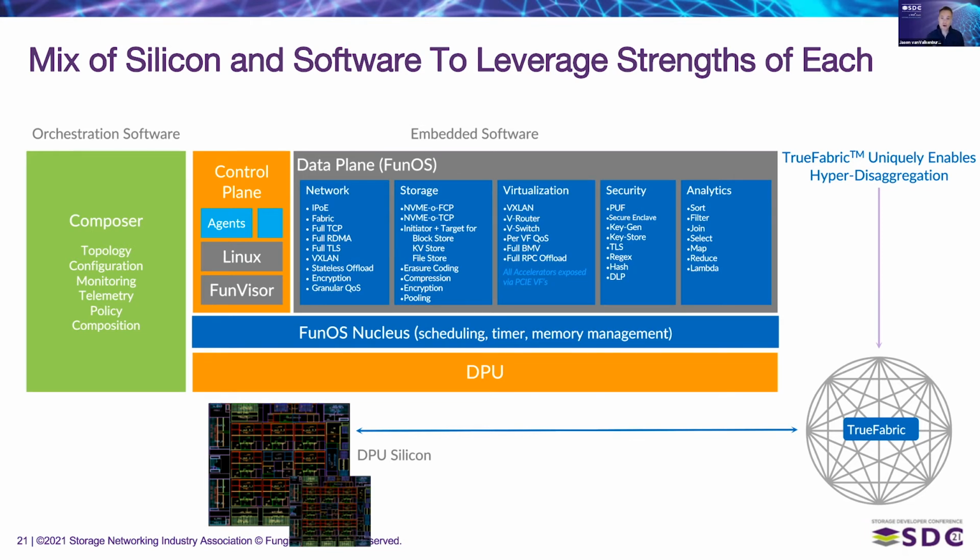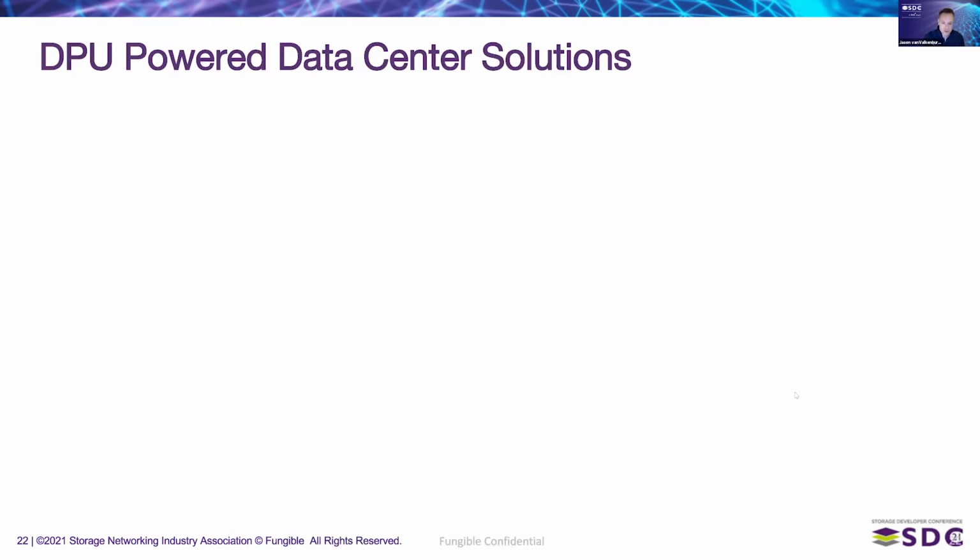This layering, and also the separation of data plane from control plane and the layering of additional control planes on top of each other, is really the special sauce for how we continue to innovate and how the solution scales linearly when it's deployed. So what are our DPU-powered data center solutions?